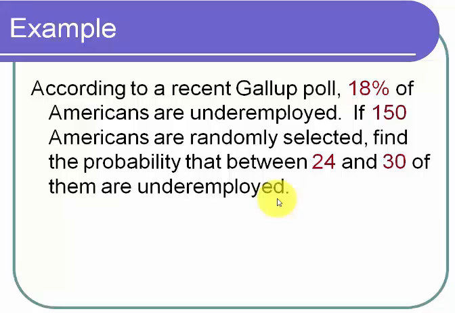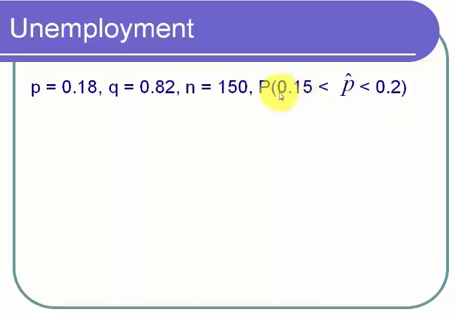Okay, so a couple things. First, notice 18% of 150 is bigger than 5. It's bigger than 18. And the other side of the coin, so that's 82% of 150, is also bigger than 5. So we can use the central limit theorem for proportions. So that's really important. Second, 24 out of 150 turns out to be 15%, and 30 out of 150 turns out to be 20%. So because of that, we want the probability that p hat is between 0.15 and 0.2.